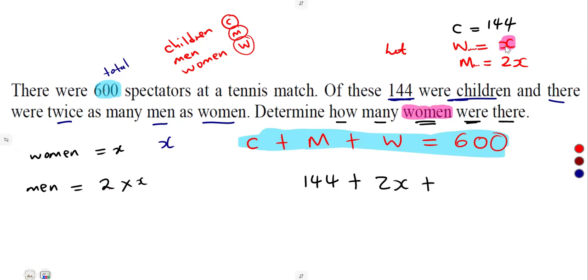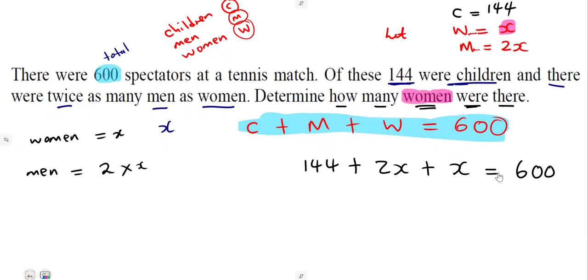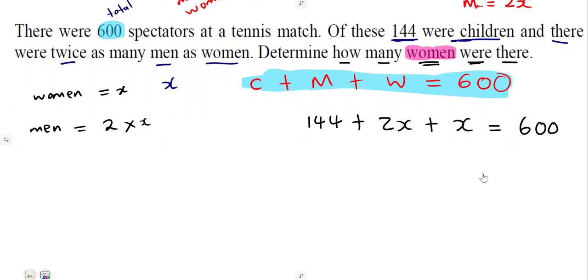Plus women, how many are they? X. It must give us what? 600. You have formed an equation. As we can see, from the equation formed, you check what type of an equation. That's a linear equation. The highest exponent power that we have is what? Is 1. The highest degree is 1.